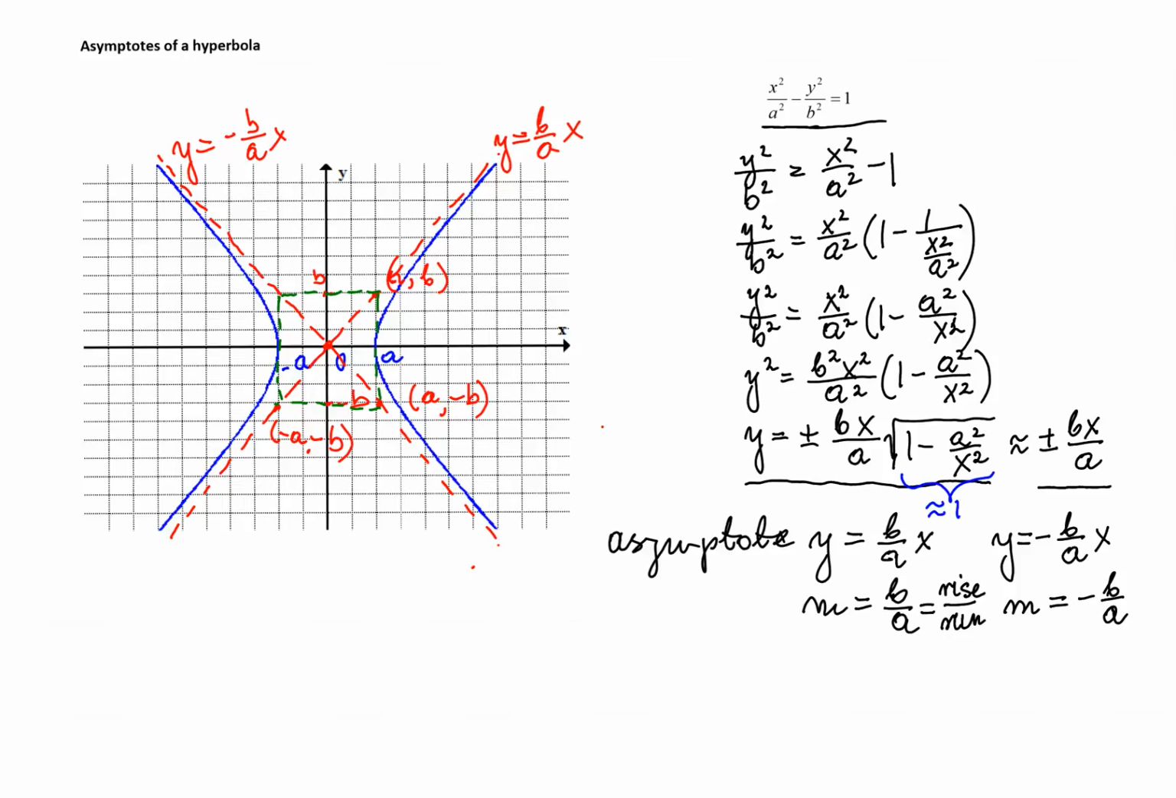So once we have the values of a and b, we can draw the rectangle, we can draw the lines, which are really extensions of the diagonals of this rectangle. And once we have the asymptotes, we know where the vertex is, we can draw the graph of the hyperbola. And we'll use these properties to graph hyperbolas.